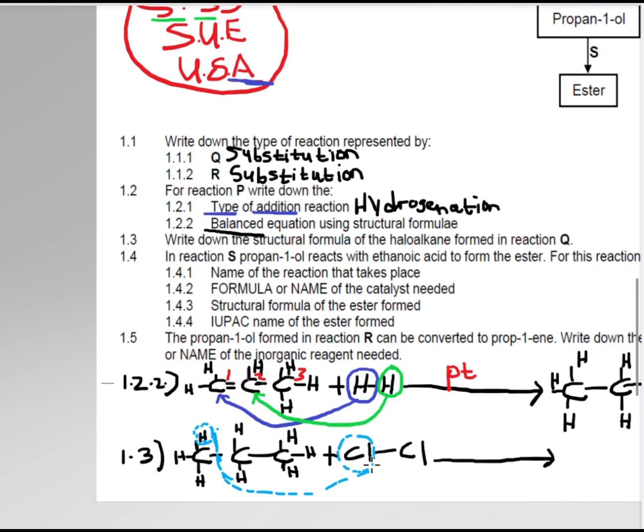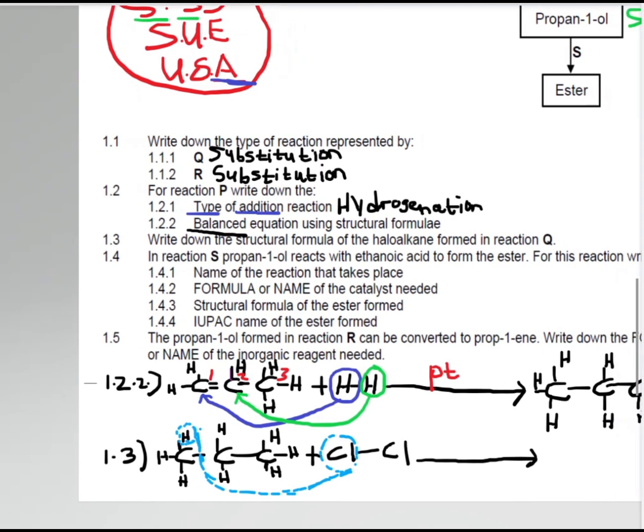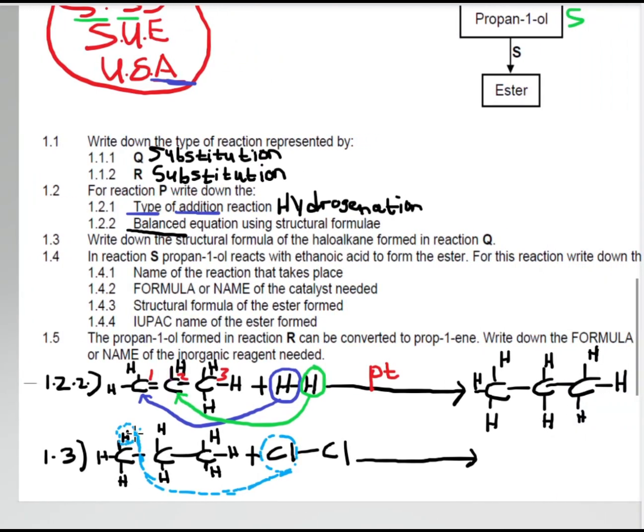One chlorine atom, not both of them, guys. One chlorine atom, unless you are told otherwise. All right, only going to substitute 1 chlorine atom. That's what is going to happen. So we're going to substitute the hydrogen atom in carbon number 1 with the chlorine atom.